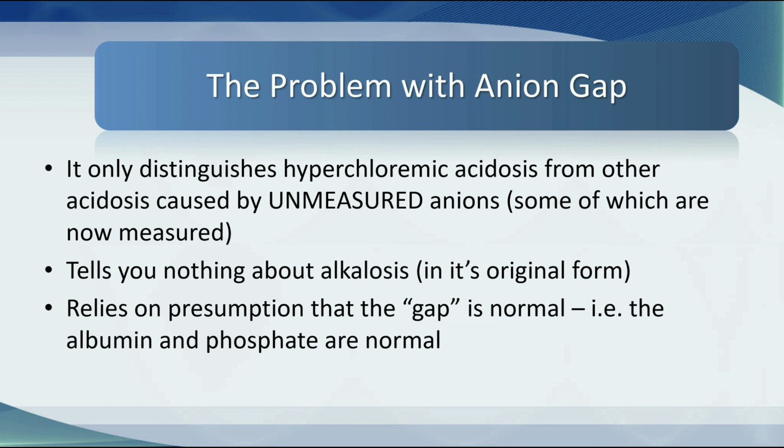It tells you absolutely nothing about alkalosis in its original form, and it relies on the presumption that the gap is normal, and that assumes that the albumin and phosphate are normal. But of course, I can tell you, virtually every patient who's admitted to ICU, within 24 hours their albumin goes from 45 or 50 grams per litre down to 25 or 20 grams per litre because of various different processes that stop the production of albumin. And of course, patients getting a lot of fluid, particularly for sepsis, where the albumin is diluted.